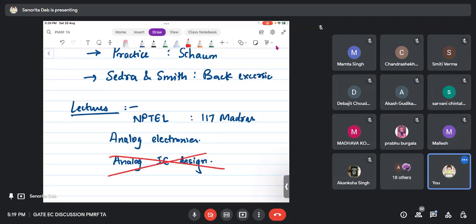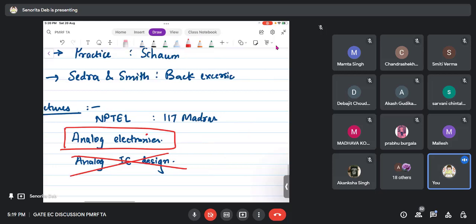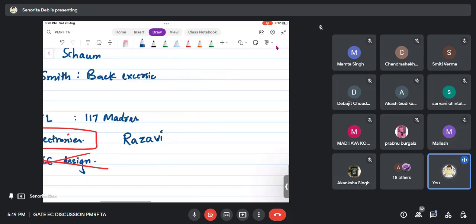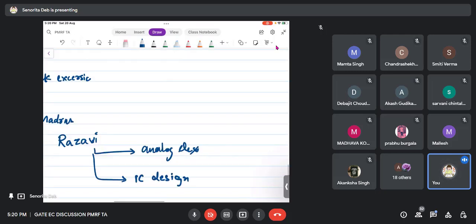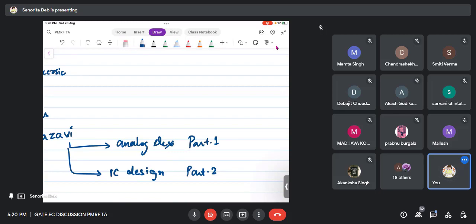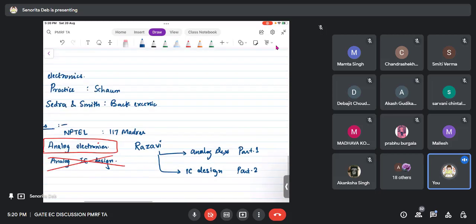Your GATE syllabus is this. So analog electronics, IIT Madras, they will be very old lectures. The professor is old, and in NPTEL they will teach on the blackboard. So one is this, and if you want to go with something different, you can check Razavi's lectures. Razavi has 2 sets of lectures, one for IC design and one for analog electronics. I think part 1 is analog electronics and part 2 is IC design, and in each part there is a series of lectures. So this is what I will suggest for analog electronics.